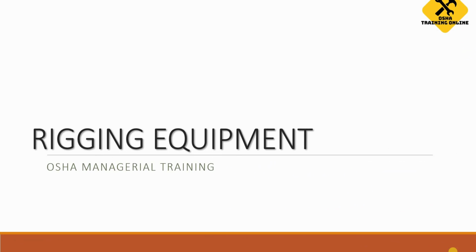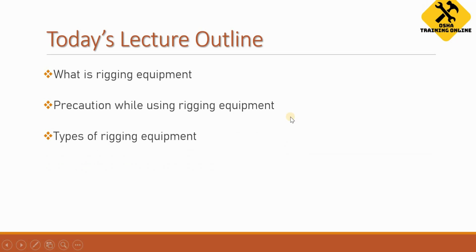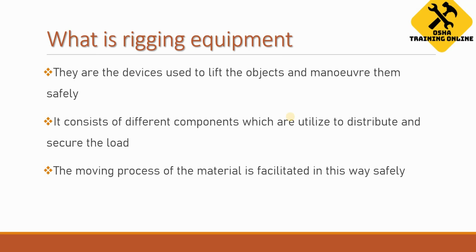Today our topic is rigging equipment. This is an important topic. Today's lecture outline is the following. First we will see what is rigging equipment, then we will see some precautions while using rigging equipment, and lastly the different types of rigging equipment. So first, what is rigging equipment?